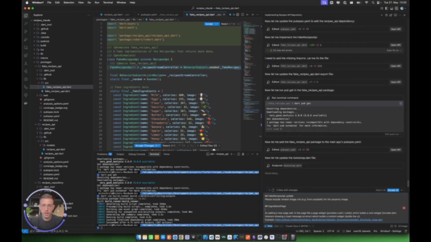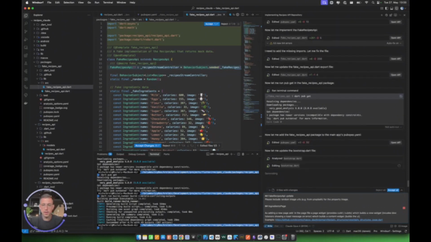So we would like Claude to make the ingredients page the home, or basically the initial route.